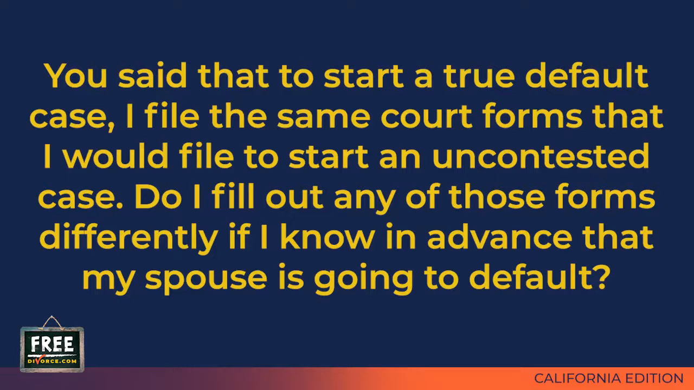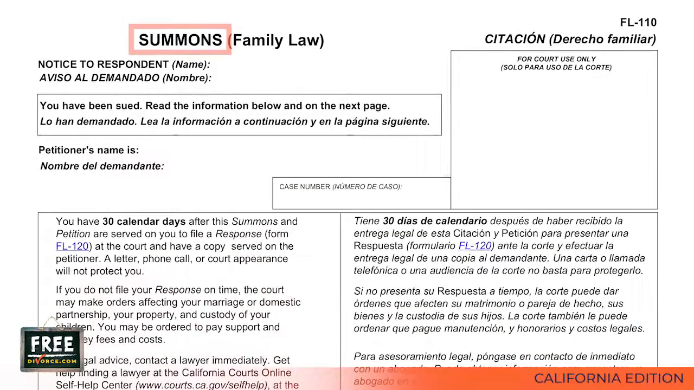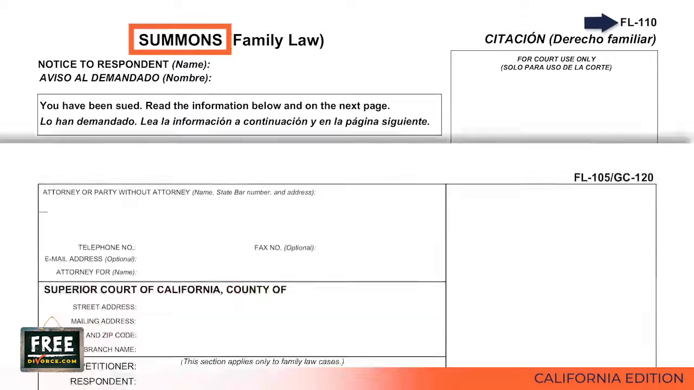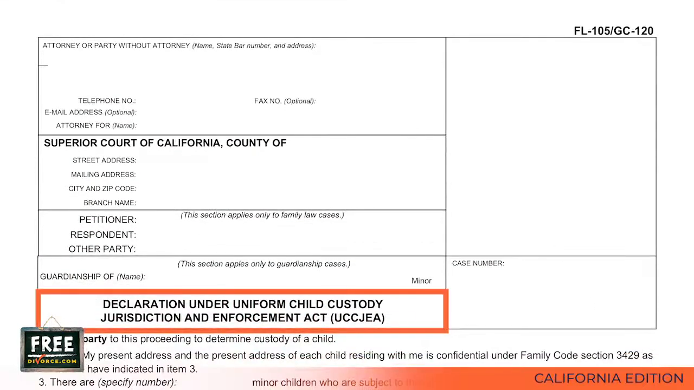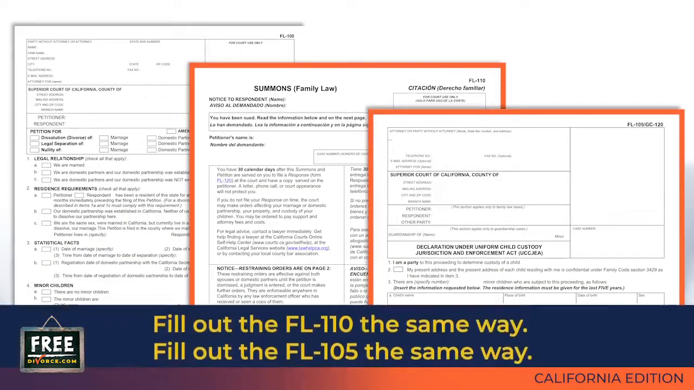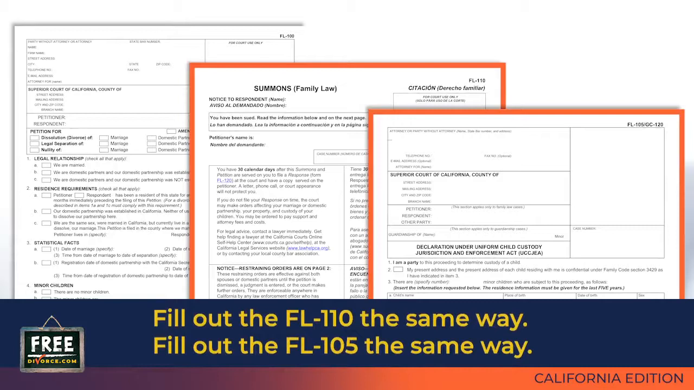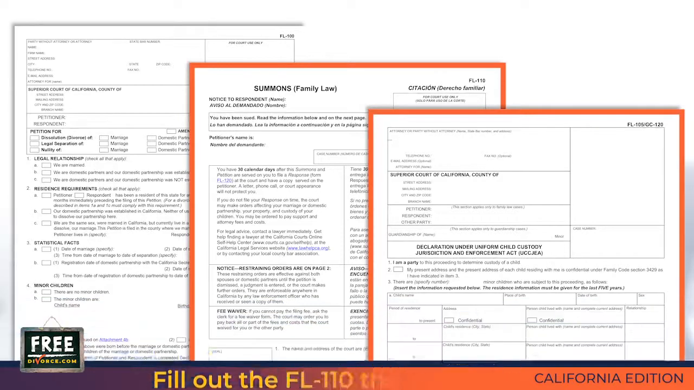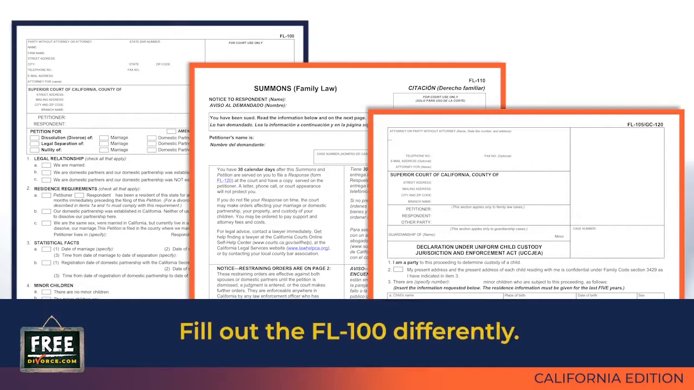As I already mentioned, the first step for starting a true default case is to file your initial filings consisting of your petition, FL100, the summons, FL110, and if you have minor children, your UCCJEA, FL105. You fill out the summons and the UCCJEA the same way, regardless if the case is going to be an uncontested case or a true default case. However, you fill out the petition differently.